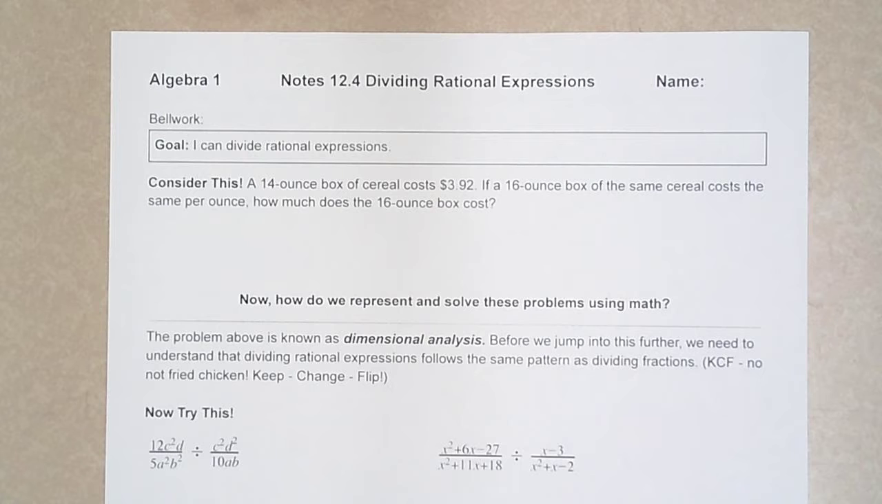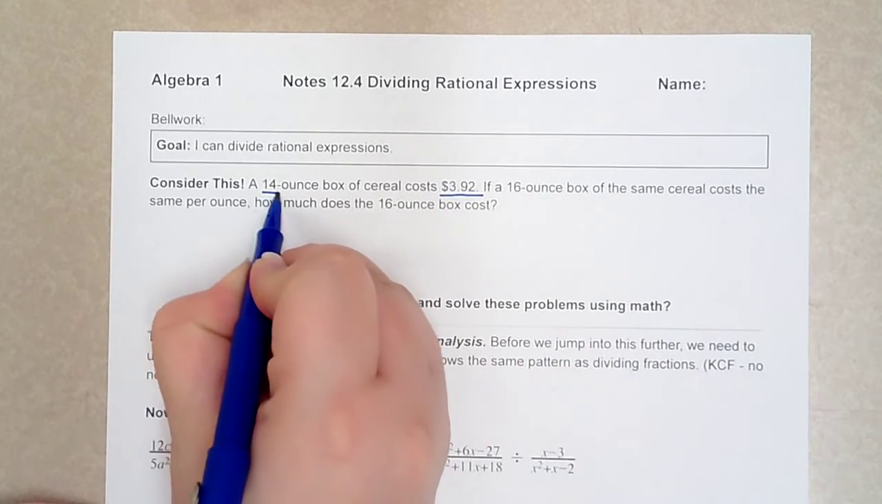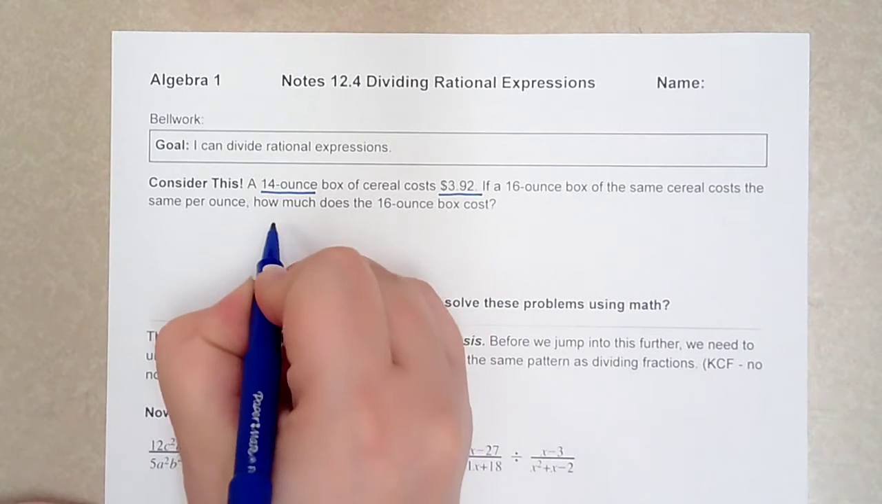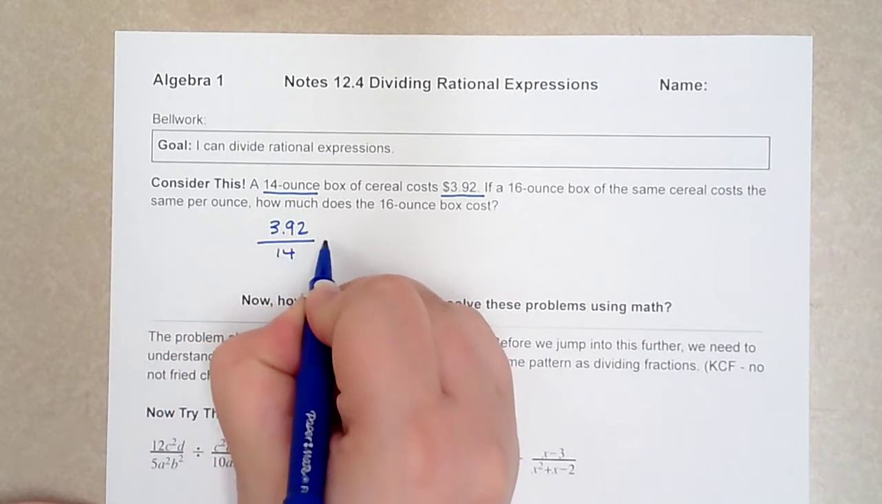So consider this, a 14-ounce box of cereal costs $3.92. If a 16-ounce box of the same cereal costs the same per ounce, how much does the 16-ounce box cost? So what we're going to have to start by doing is figuring out, if it's $3.92 for a 14-ounce box, what would it be for a 1-ounce box? So we're going to take that $3.92 and divide it by 14.